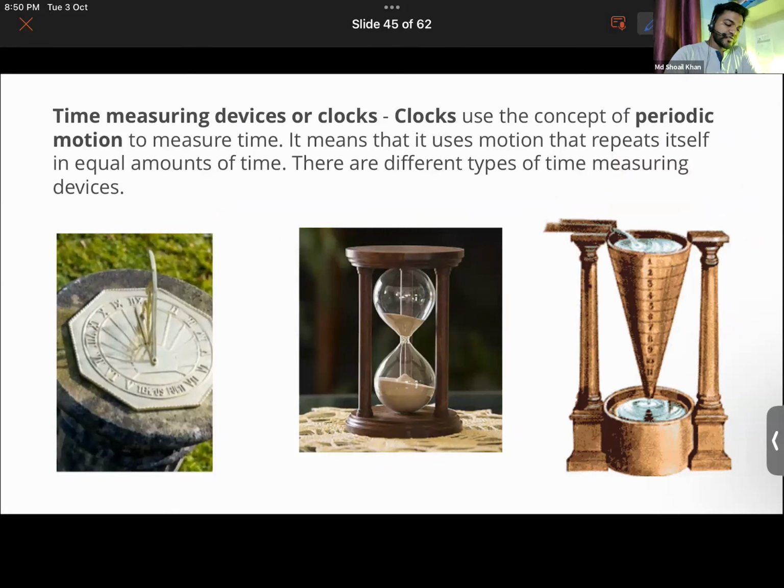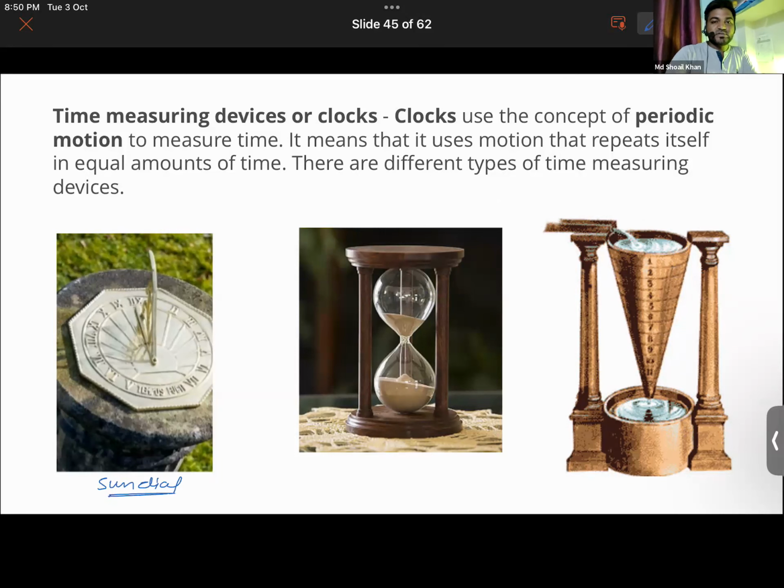Now we have different measuring instruments to measure time. Clocks work on the concept of periodic motion. It means they use motion that repeats itself in equal amounts of time. Remember the periodic motion we discussed in the beginning. There are different types of measuring devices. For example, you have a sundial here.